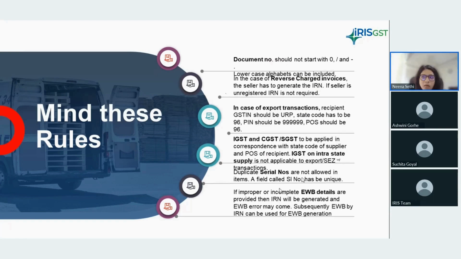Again, there is a way through which, once your IRN has got generated, you can still generate the e-way bill through that IRN number. There is a different way through which you can still generate the e-way bill. So you need to take care of these things while you're pushing the data or preparing your data. You need to ensure that all these checks are in place in your system.